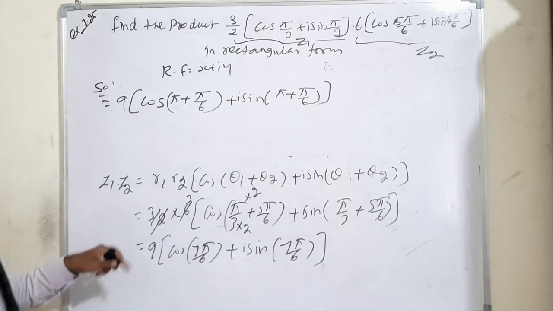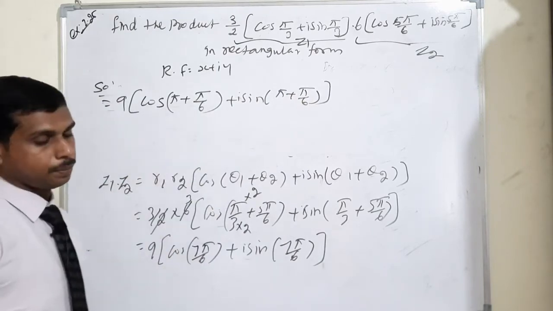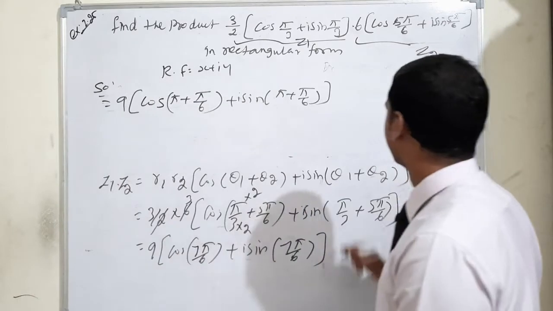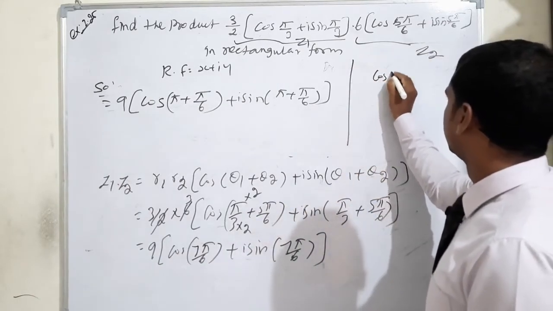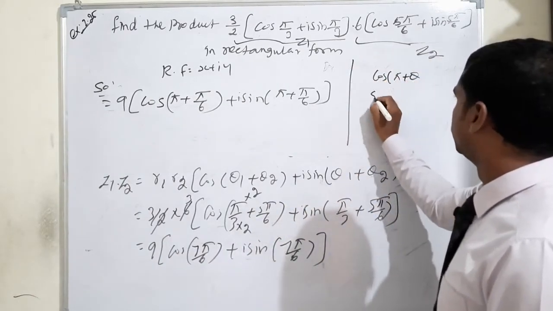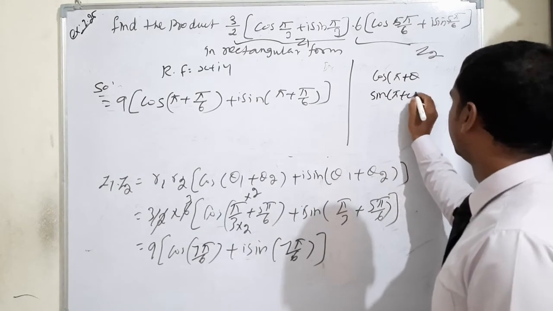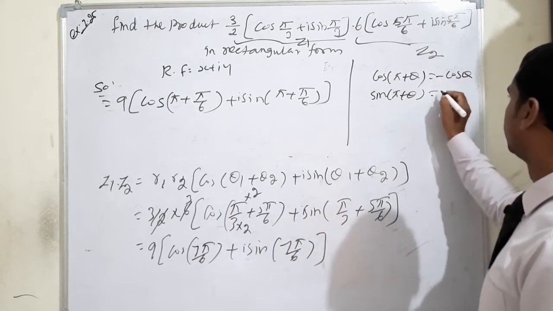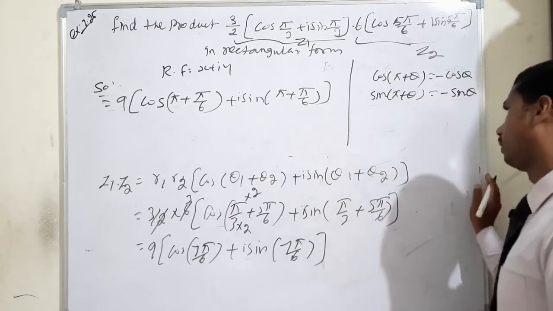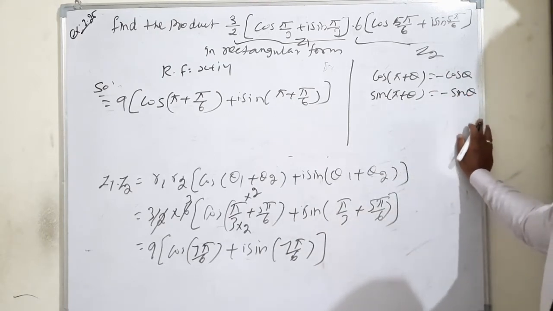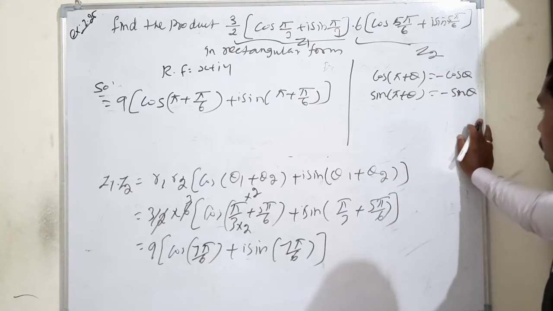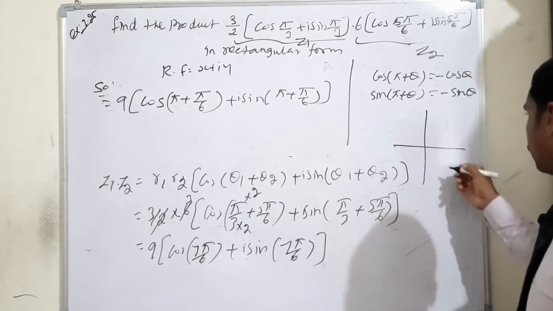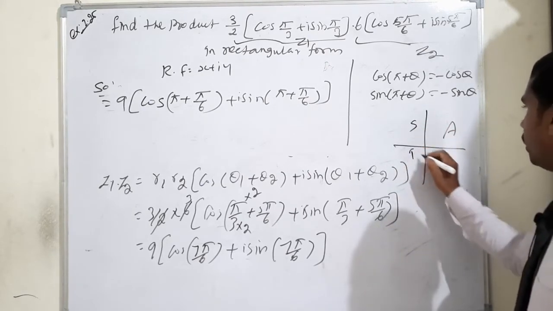So then how to rearrange? Cos of pi plus theta, then sin of pi plus theta. Cos of pi plus theta means minus cos theta. Sin of pi plus theta means minus sin theta. You already learned this in last year's trigonometry portion. Otherwise, the short form, all silver tea cups, is there.